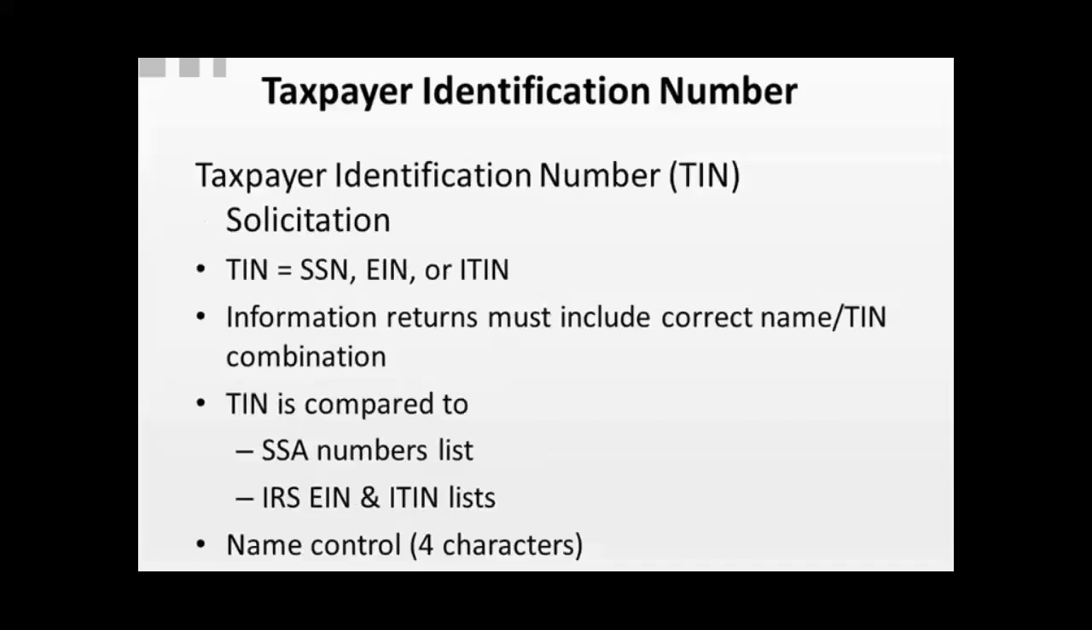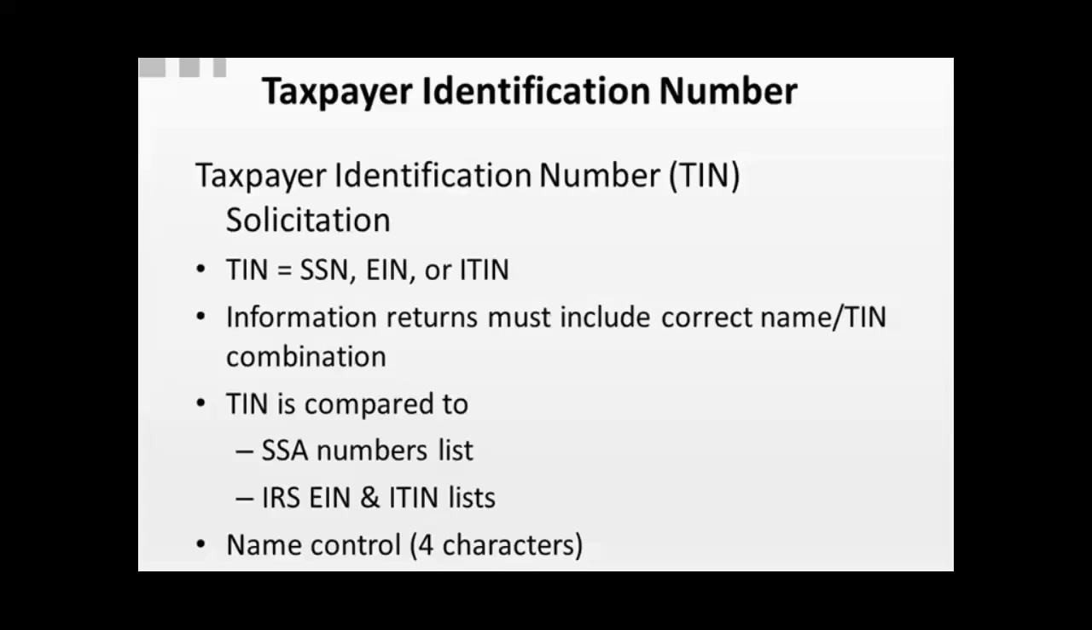Okay, the taxpayer ID number, you need to solicit that. Make an initial solicitation. That's required for due diligence. The information returns must include the correct name and tax ID number. The tax ID number is compared at the IRS to the Social Security Administration's numbers list, which might be a little bit out of date, and the IRS employer identification number and individual tax ID numbers list. The name control is only 4 characters, and I'll show you which 4 characters briefly.